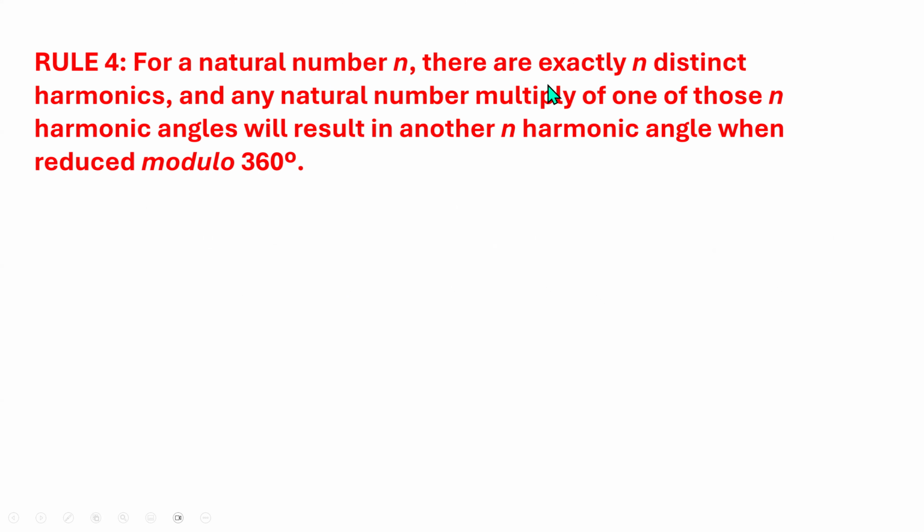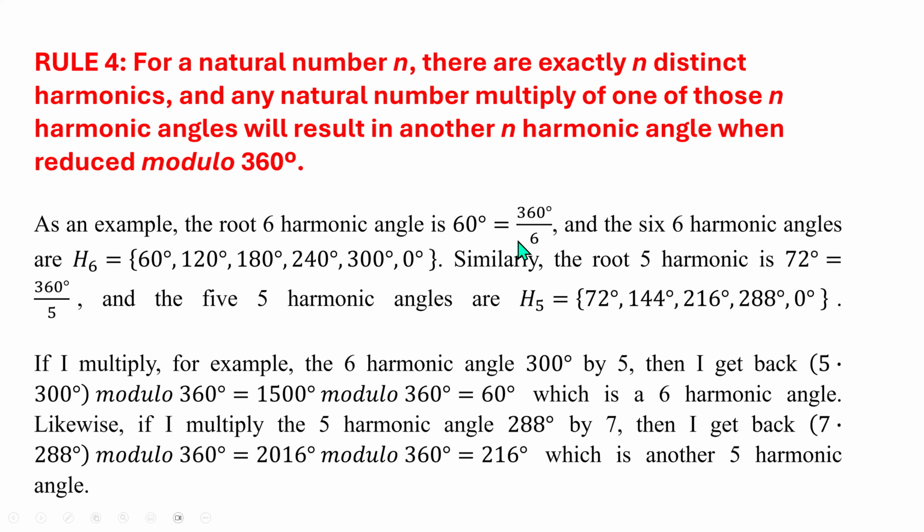For a natural number n, there are exactly n distinct harmonics. I should say harmonic angles. I'll change that a little later. And any natural number multiple of one of those n-harmonic angles will result in another n-harmonic angle when reduced modulo 360 degrees. So this is very useful to know. For the 3rd harmonic, there are exactly three third harmonic angles. For the 4th harmonic, there are exactly 4 fourth harmonic angles, and so on.